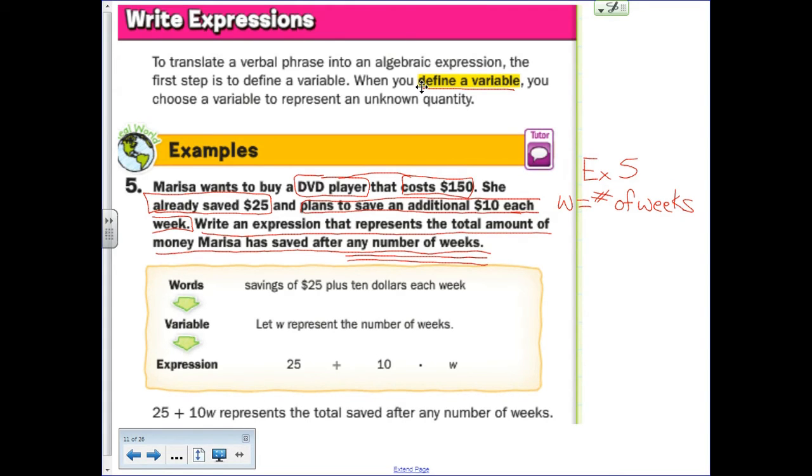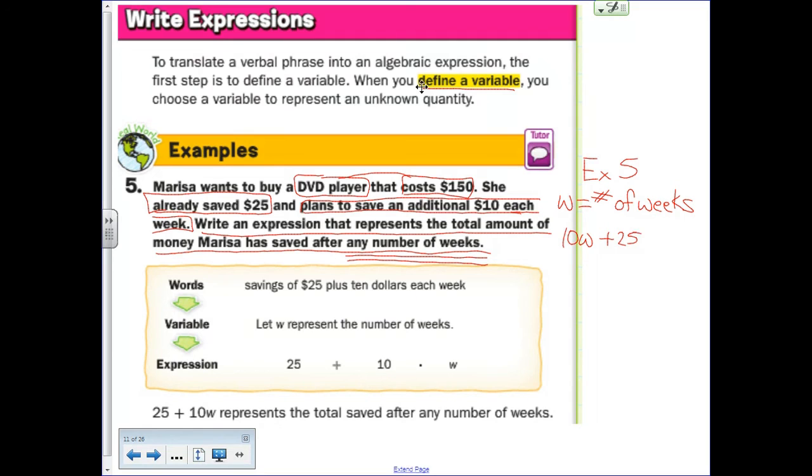It says that she's going to save $10 each week. What would we do with W and the 10 to show how much she would save after 1 week, after 2 weeks, after 5 weeks, after 10 weeks? Well, we would multiply it. We would take our $10 per week and multiply it times the number of weeks. We know that she already has saved $25. So in addition to what she's going to save each week, we know that she's already saved $25.